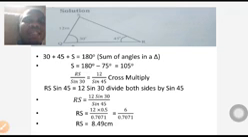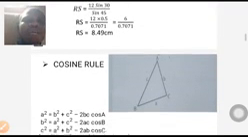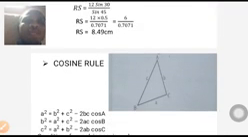Then sine 30 is 0.5. So you have RS is equal to 12 times 0.5 divided by sine 45, which is 0.7071. Then 12 multiplied by 0.5 gives you 6, divided by 0.7071. So 6 divided by 0.7071 gives you 8.49 centimeters. So length RS is 8.49 centimeters. Now we move to cosine rule.